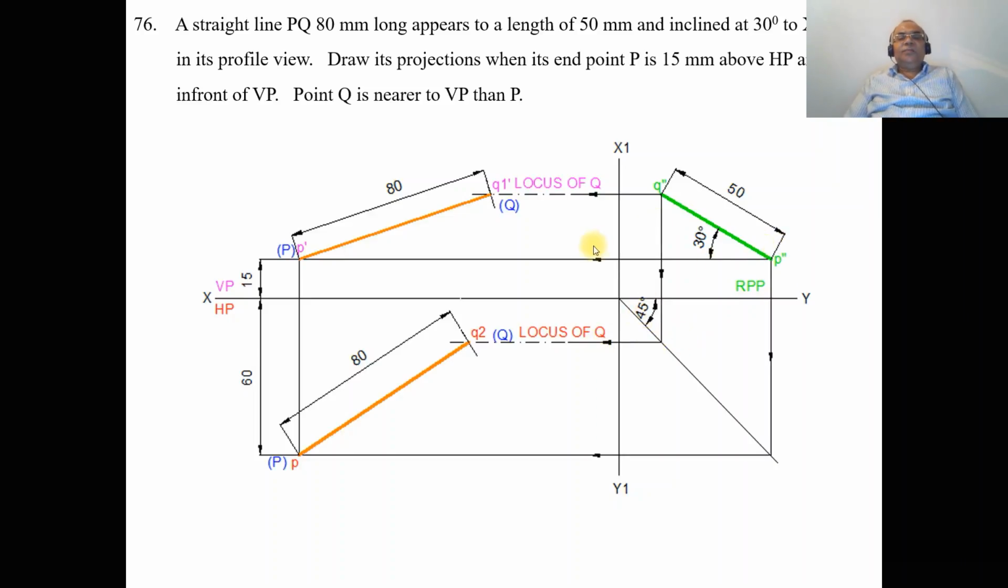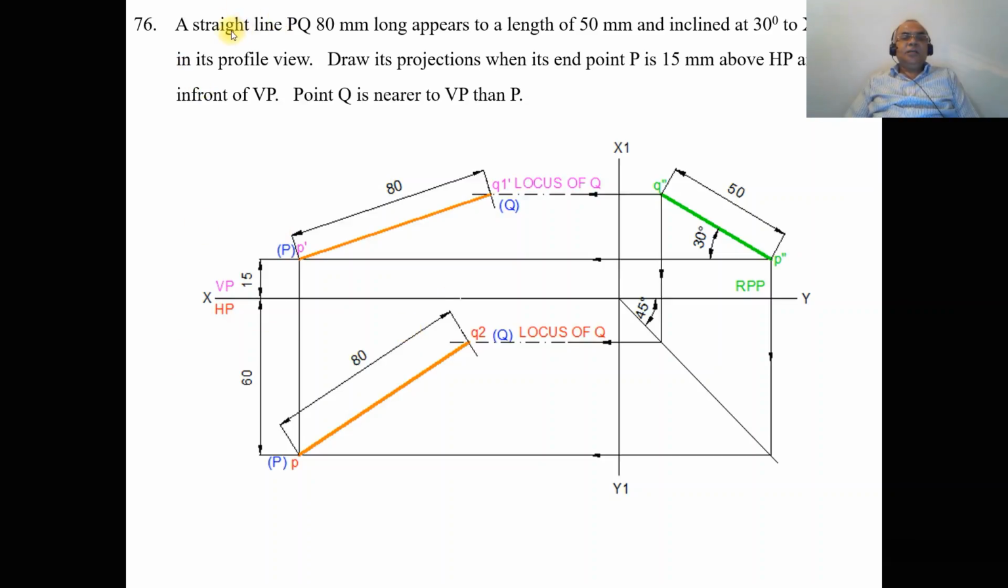So once you get this, you draw a horizontal dash-dot projector, a horizontal dash-dot line, and you mark this as locus of Q in the front view. You also mark this as locus of Q in the top view, because from Q double dash you draw a vertical projector and then from here you draw a horizontal projector to the top view.